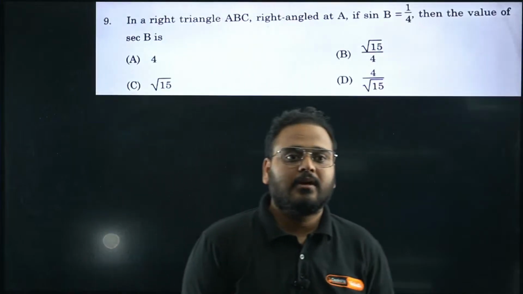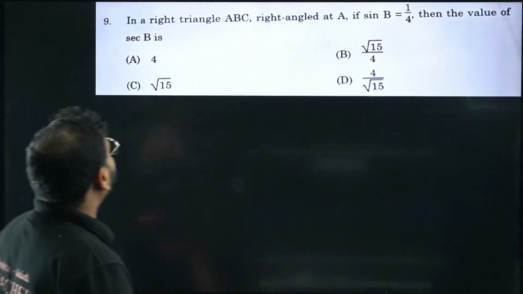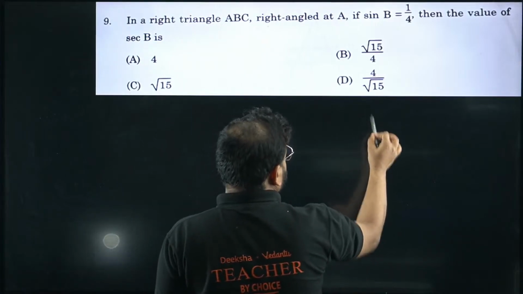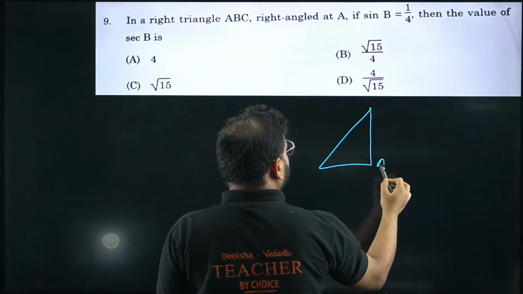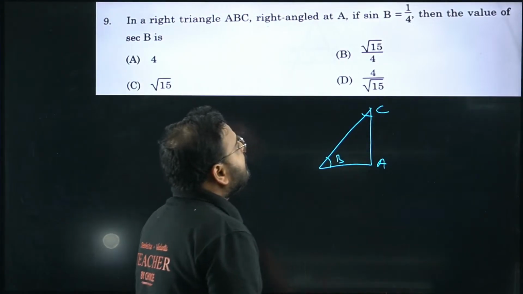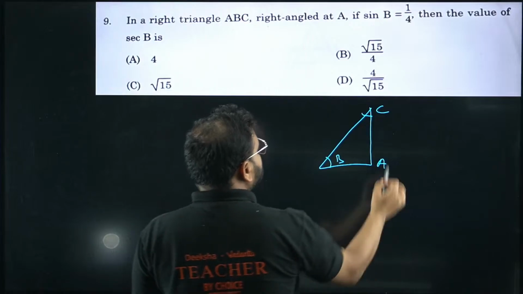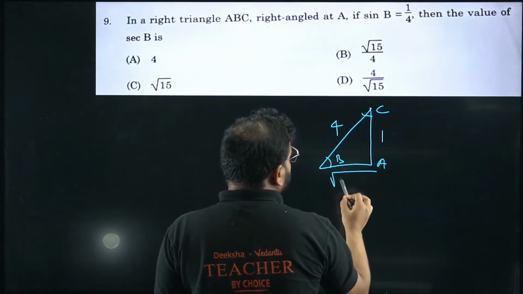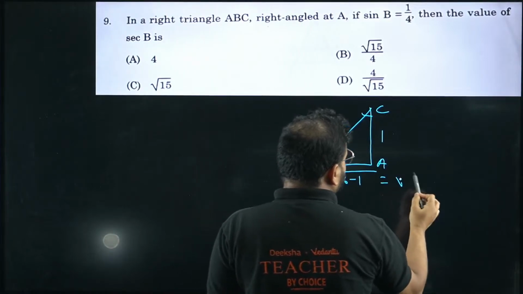Question number 9 now. In the right triangle ABC, right angle at A. Let's call this B, and this angle C. They're saying sine B is 1 by 4. It means this is 1 and this is 4. And this has to be what? 4 square means 16 minus 1, so root 15.